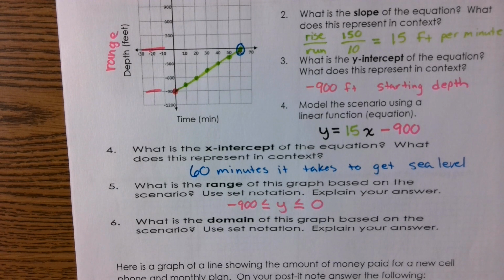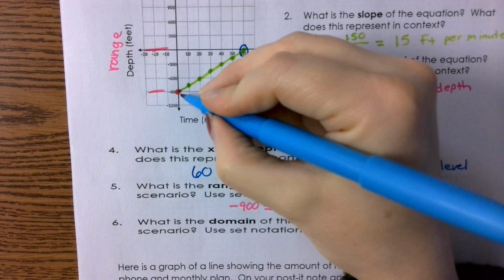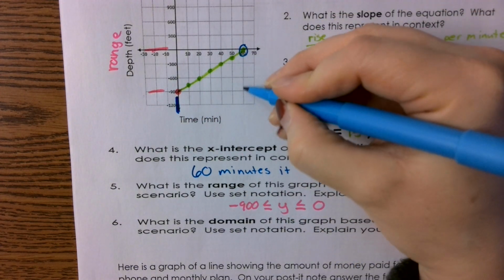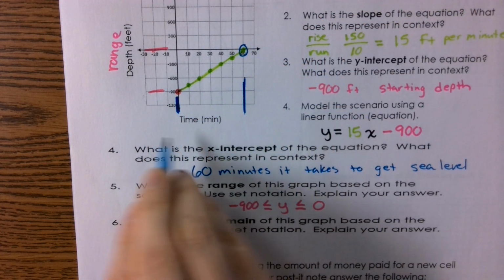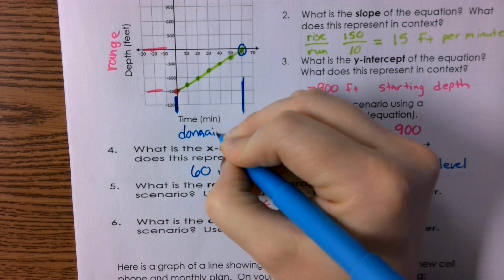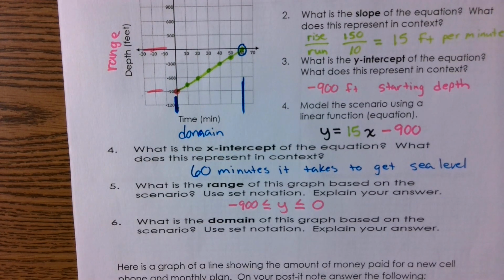Okay? What about the domain? What is the domain's interval going to be? So remember, the domain is starting here and it's ending here. Okay, so our domain is our values for our x. So what is that interval going to be?